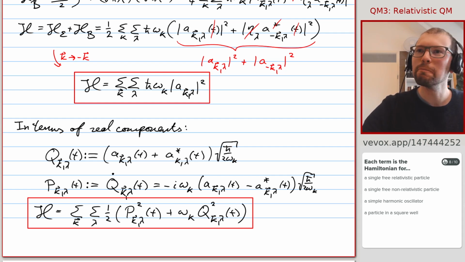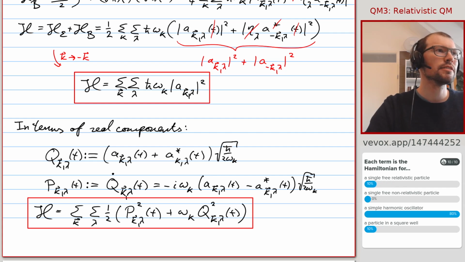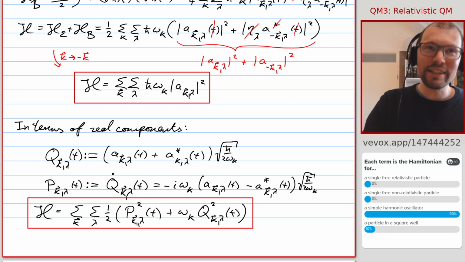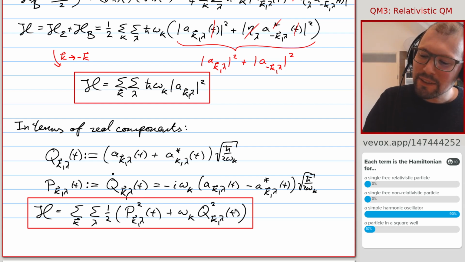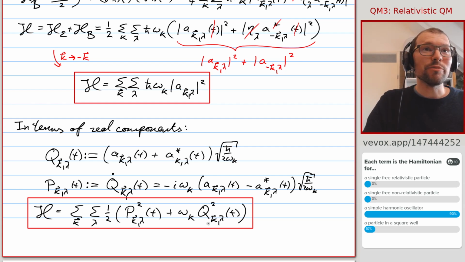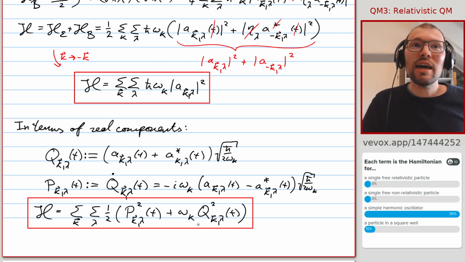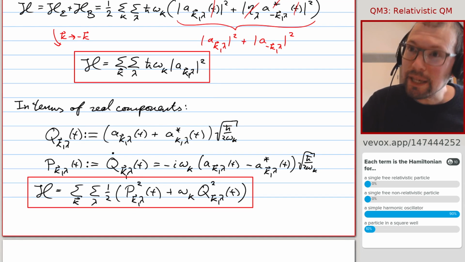Does it look familiar? Let's see. Yes, I think we have a majority vote. Very good. This is the simple harmonic oscillator. Just a simple kinetic term, p squared, and then the quadratic potential term, q squared. So where we think of q as like a position and p as its conjugate momentum. I agree.